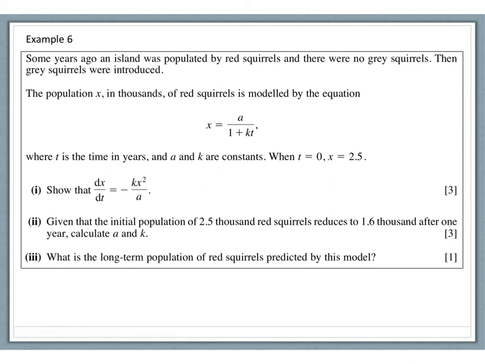Right, example 6, the last example. So some years ago, an island was populated by red squirrels and there were no grey squirrels. Then grey squirrels were introduced. Now the population, x in thousands, of red squirrels is modelled by this equation here. t is the time in years, a and k are constants, and here are some initial conditions. When time is 0, x is equal to 2.5.